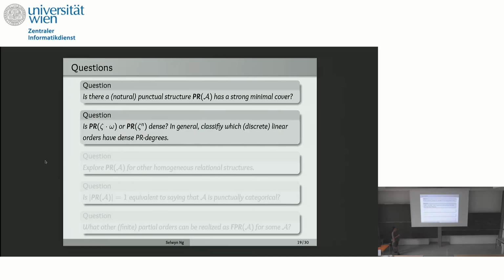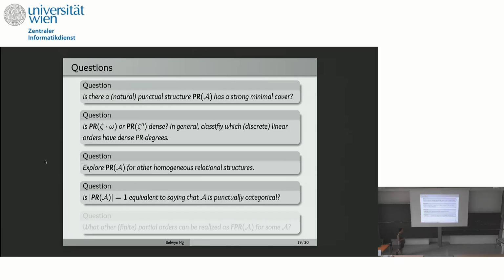And recall that there was this result about copies of the integers. If you have finitely many copies, then that is dense. If you have enough copies, then that's not dense. The question is what happens in between. For example, if you just have omega copies of zeta, is that dense? This is one of the questions. In general, I think it's interesting to classify which linear orders, even amongst the discrete ones, have dense PR degrees. This I believe is also another one where it seems difficult to get traction.